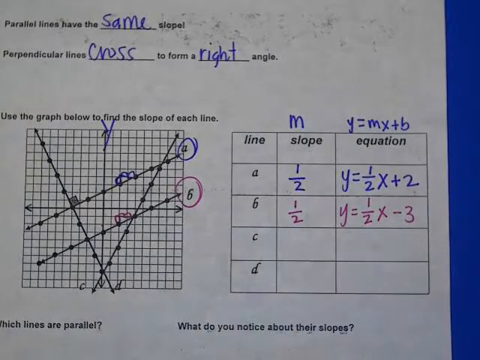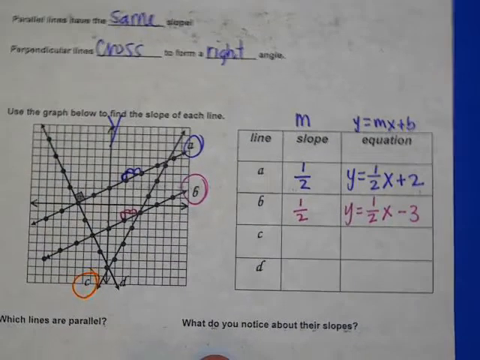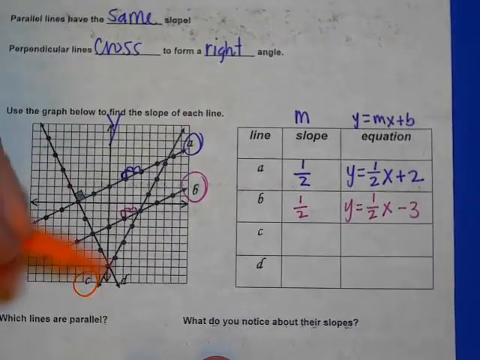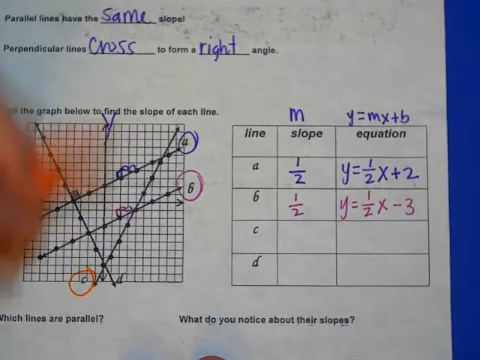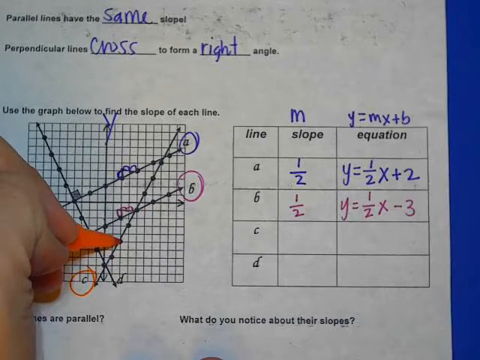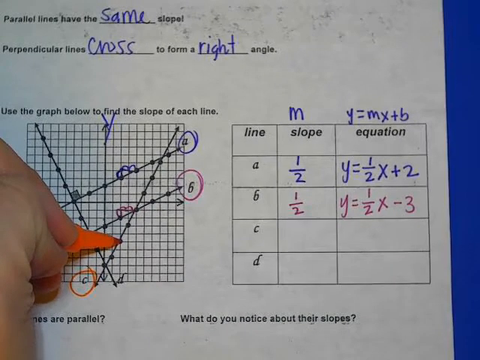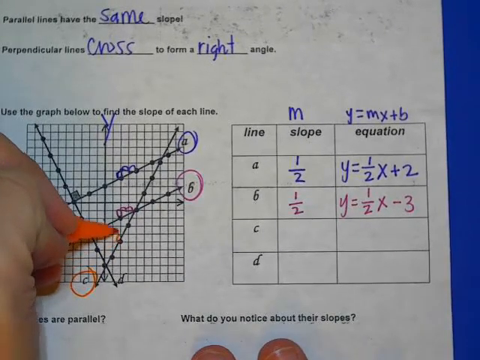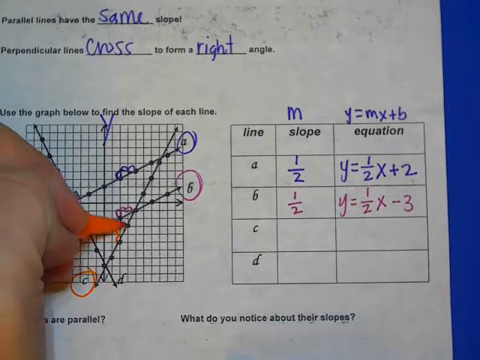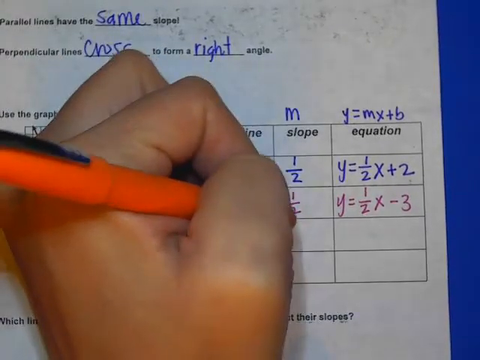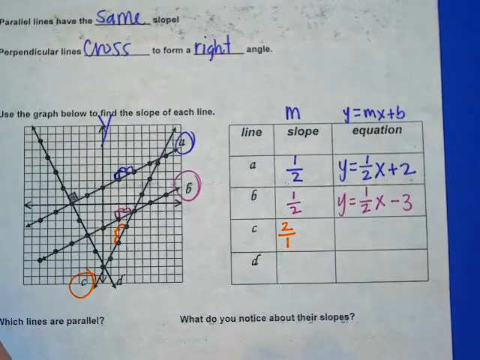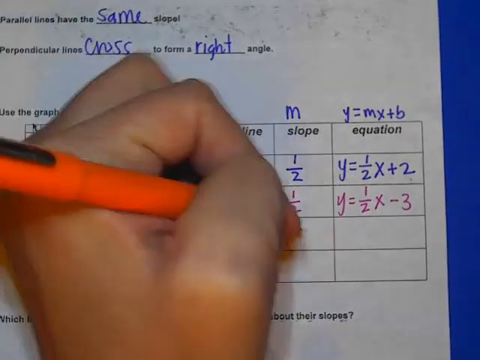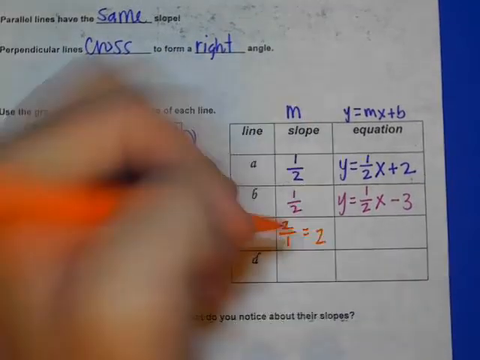Okay, C. Line C is down here, and it goes this way. Okay, find your slope from line C. Pick two dots. Am I going to go up and to the right or down and to the right? Up to the right. Up how many? 2. 2 to the right. 1. So it's going to be positive because we went up. 2 over 1. Can I reduce that? To 2.